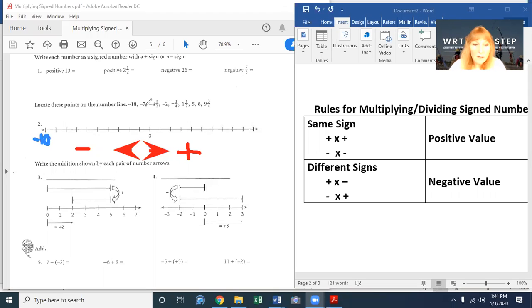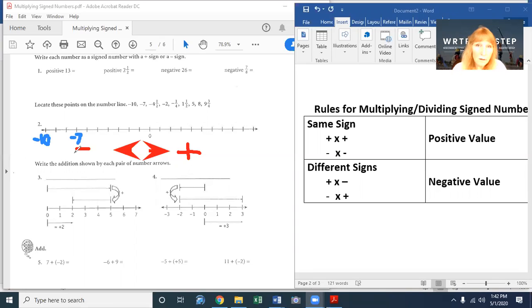Negative 7. Now, is that going to be closer to 0 or farther away from 0? Yeah, it's going to be closer to 0 because if you think about it in terms of temperature, isn't negative 7 warmer than negative 10? Right. So we're going to count 7 to the left. 1, 2, 3, 4, 5, 6, 7. I'm going to put a little mark there. Negative 7 right here.